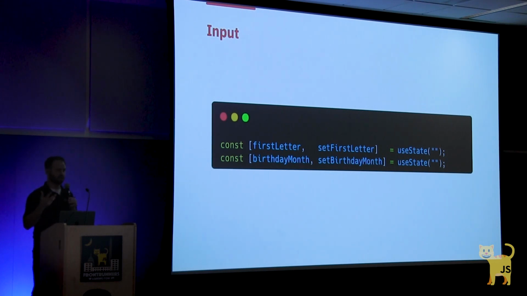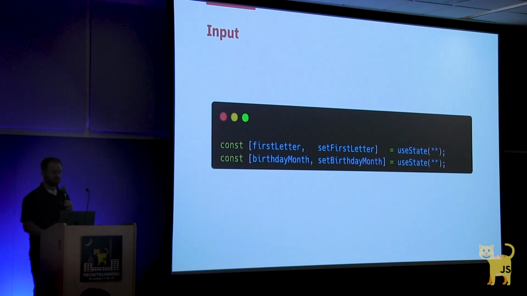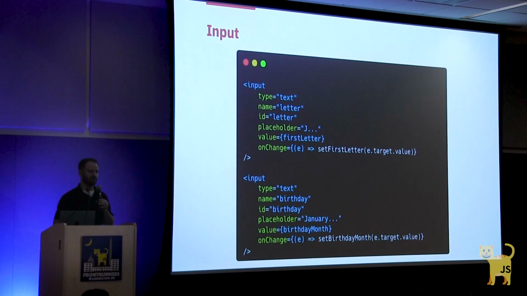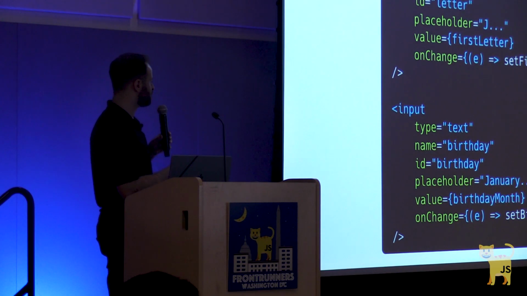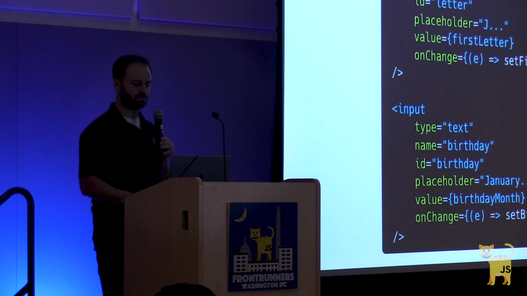So here's how you do that in React, right? You have a useState method, and the useState method exposes two things, a getter and a setter. So in this case, a first letter and a birthday month. We then need to bind them to HTML. So in this case, our getter, as you can see in value equals first letter and at the bottom value equals birthday month, we're binding the getters to display the value in the input box. And then onChange, whenever somebody types something, call the setter to set that value.